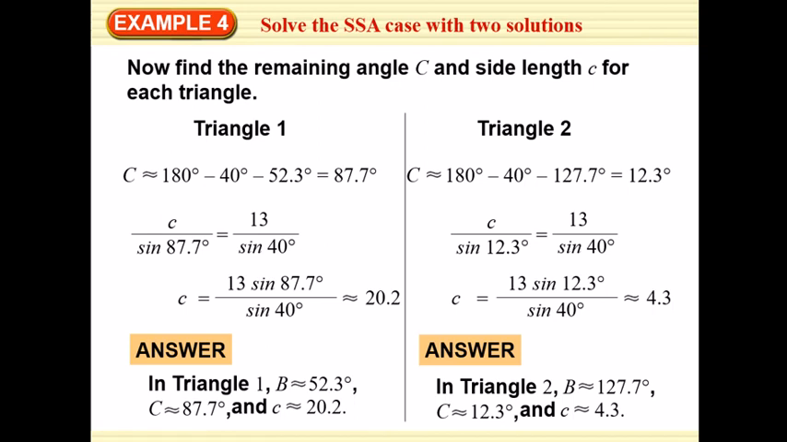So if B was 52.3 degrees, C would be 87.7 degrees, and side C would be 20.2. Whereas in triangle 2, if B was 127.7 degrees, C would be a lot smaller. Angle C would be 12.3 degrees, which would make its corresponding side C a lot smaller as well.